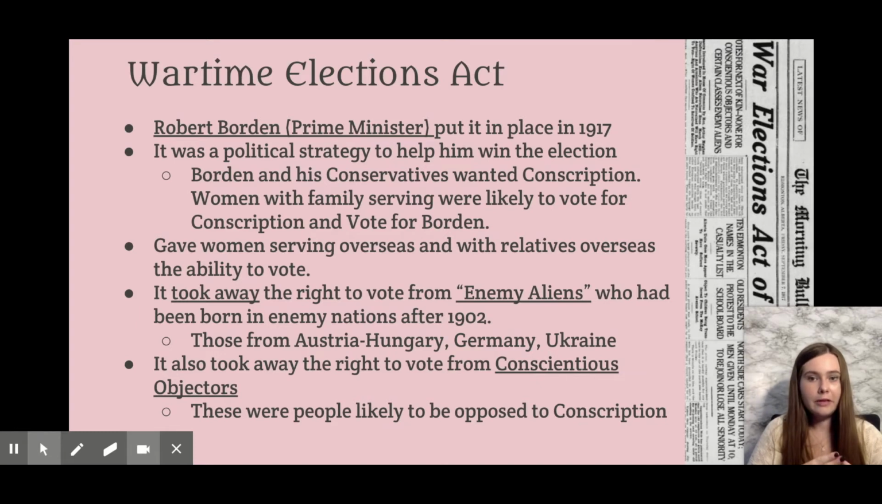It gives women the right to vote, but it also took away the right to vote from others. So it took away the right to vote from enemy aliens who had been born in enemy nations after 1902. So that was anyone who was born in Austria-Hungary, Germany, and the Ukraine area, anywhere that was at that point in time ruled by the Central Powers or the Triple Alliance. They were deemed enemy aliens because they were seen as not trustworthy.